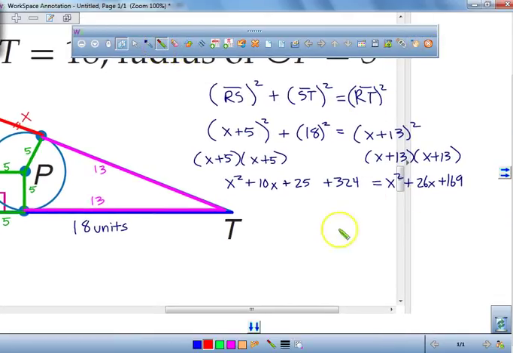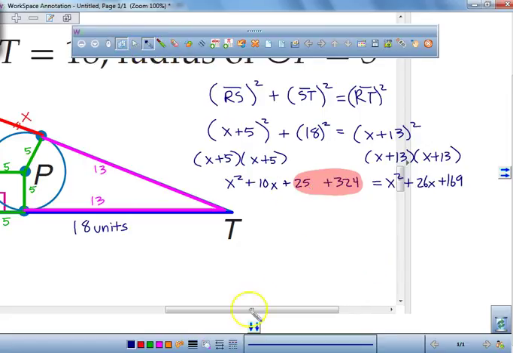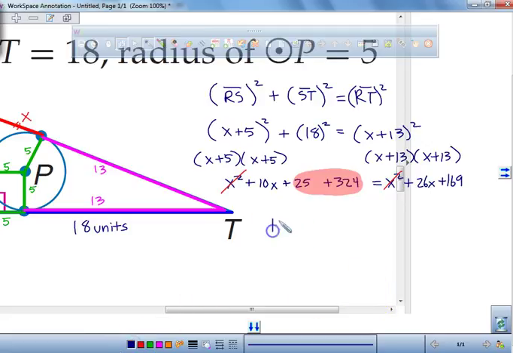Now, what are we allowed to add over here? We're allowed to add those together, right? So you see it right here? When you have x squared on both sides of the equal sign, if you subtract x squared from both sides, they cancel each other out. So here's what you have left. You've got 10x plus 349 equals 26x plus 169.